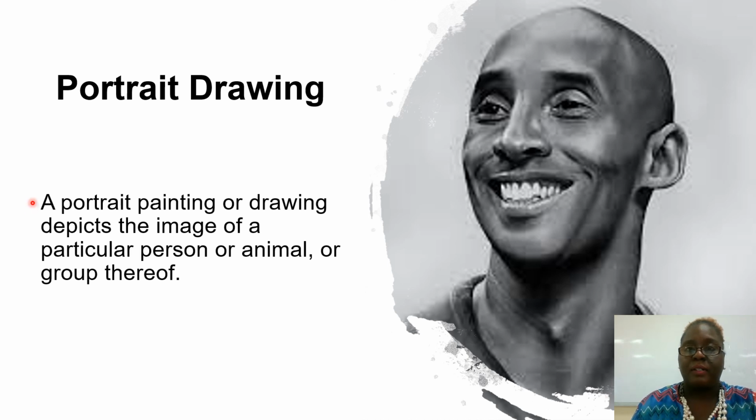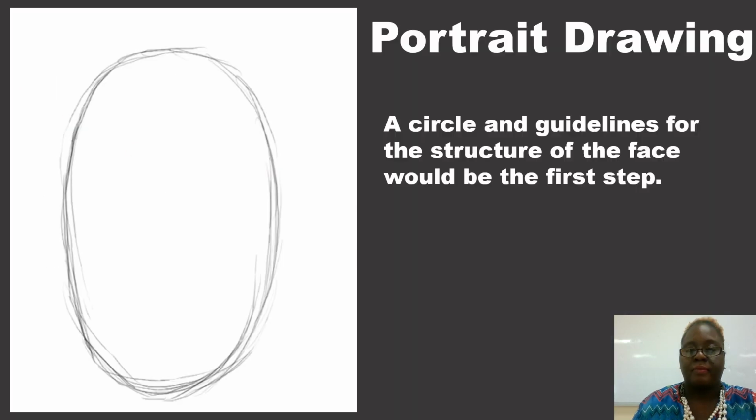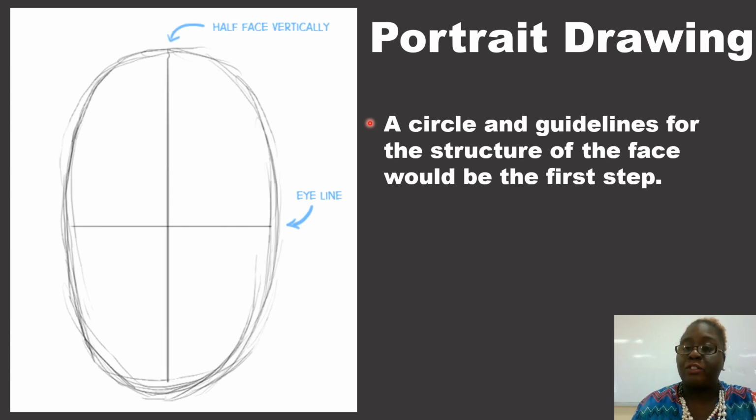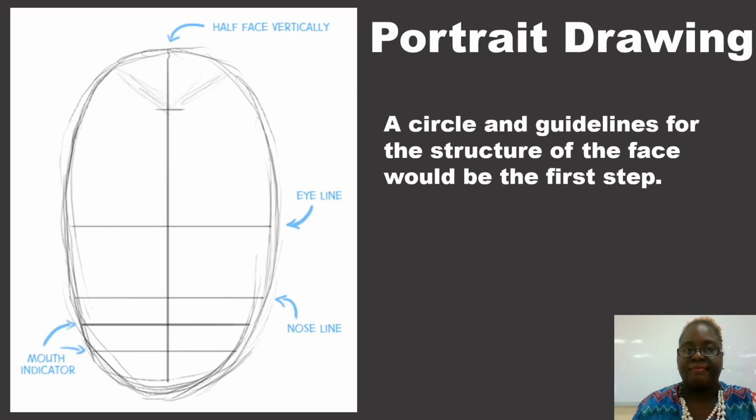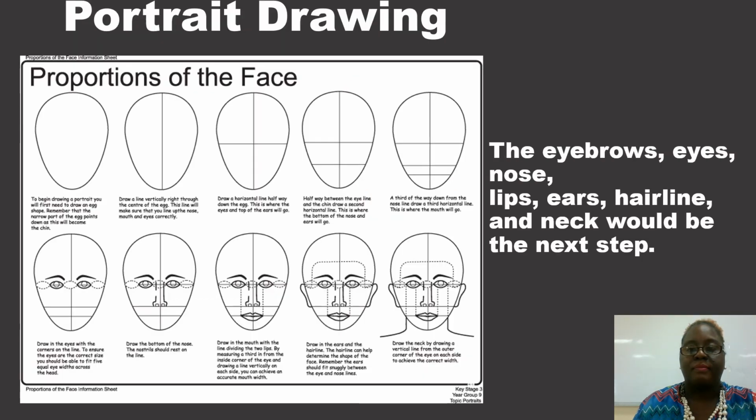Now students, a portrait painting or drawing depicts the image of a particular person or animal or group thereof. A circle and guidelines for the structure of the face would be the first step. The eyebrows, eyes, nose, lips, ears, hairline, and neck would be the next step.